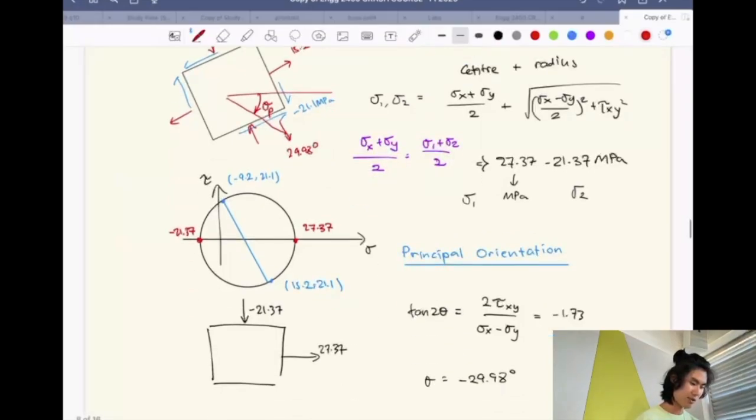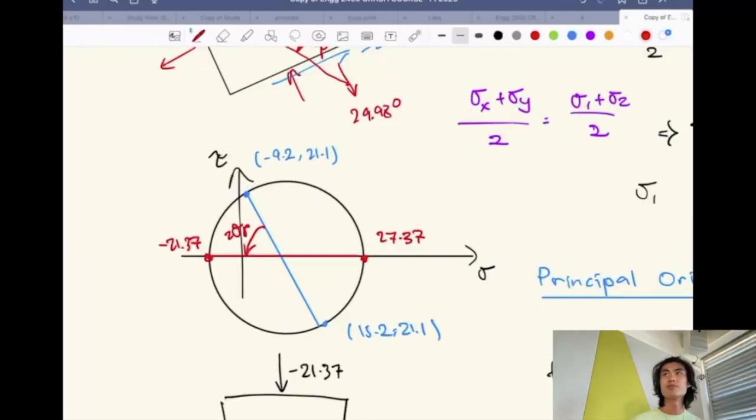And then on the Moore circle, it will go the other direction. So if it's going clockwise on the stress element, it's going to go anti-clockwise on the Moore circle, right? So it's going to be going this way, and you can see that the drawing is correct. And this is 2P, 2 theta principal.